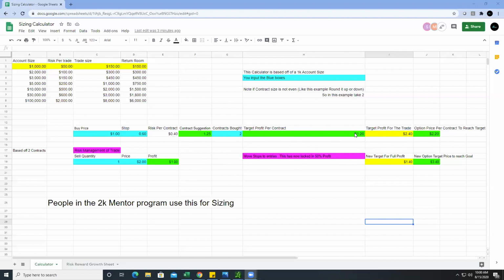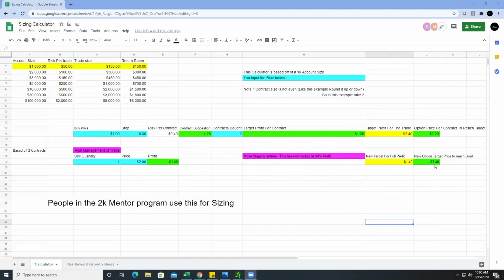But we do risk management of trades at breakingoptions.com. So our first sell, we would sell 1 contract at $2. That would be banking us a $1 profit. So now we have a new target. We've banked $1 profit. We've also taken risk off the table. At that time, we move our stops to entries. This is now locked in, a guaranteed 50% profit. You cannot lose on this trade. Our new target that we need to meet is $1.40 worth of profits to meet our full 3-to-1 risk reward.